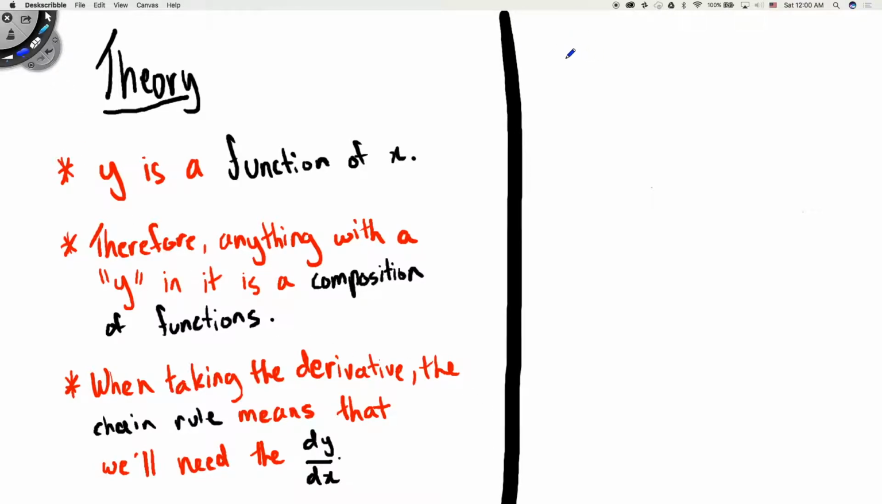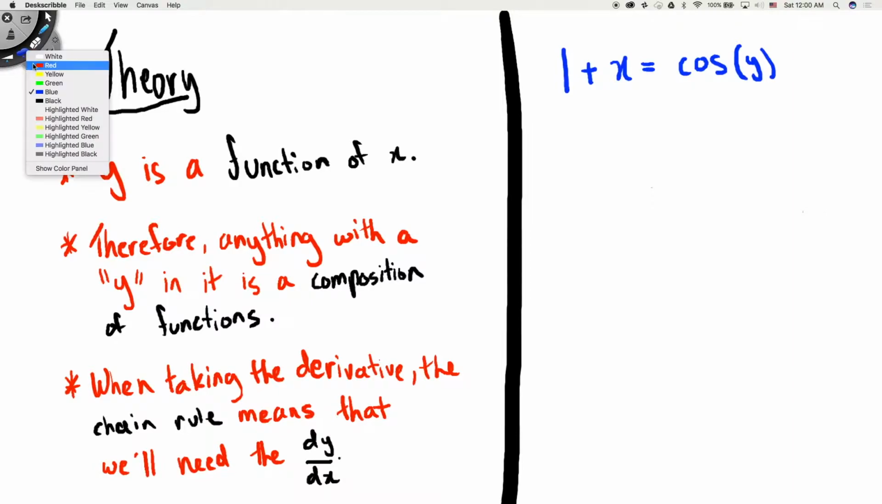Let's think about this: 1 plus x equals cosine of y. Let's take a look at just the cosine part for a second. Let's ignore the 1 plus x just for now. So let's take this apart. We've got the cosine here, and we've also got the y inside. Do you see how this is a composition of functions?